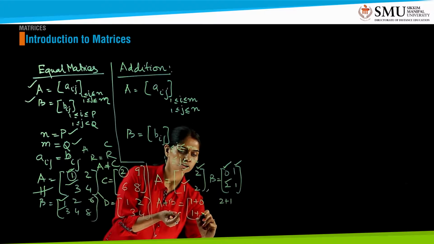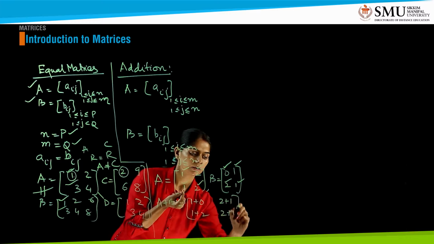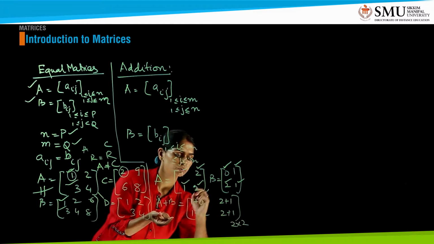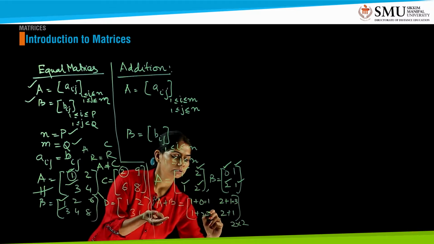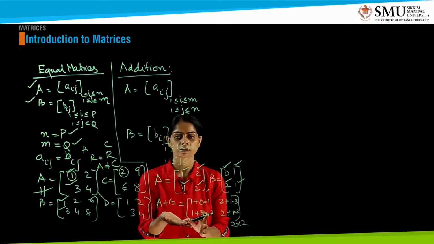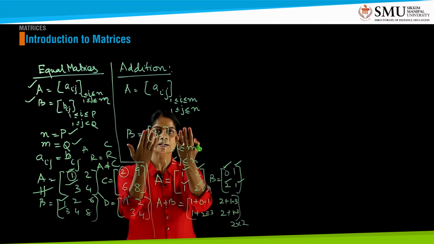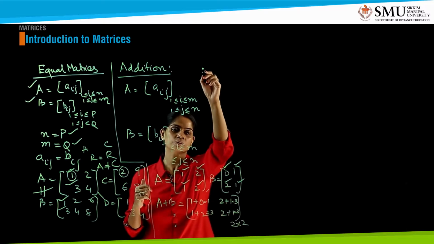So, 1 plus 2. So, this and this. So, 2 plus 1. So, A plus B is again going to be a matrix of order 2 cross 2, and this is equal to 1, 3, 3, 3. So, this is how we can add any two matrices. This is the concept for two matrices. Similarly, you can add n or more matrices.